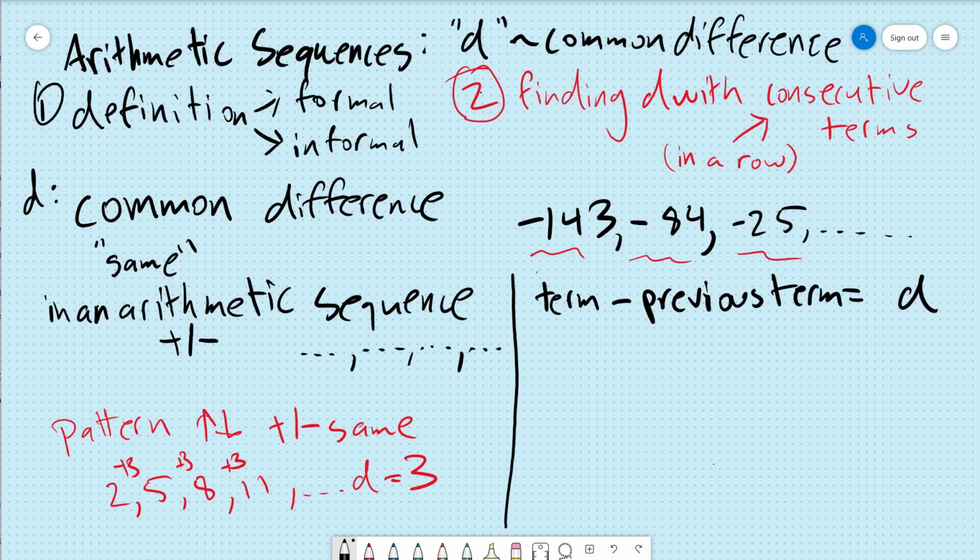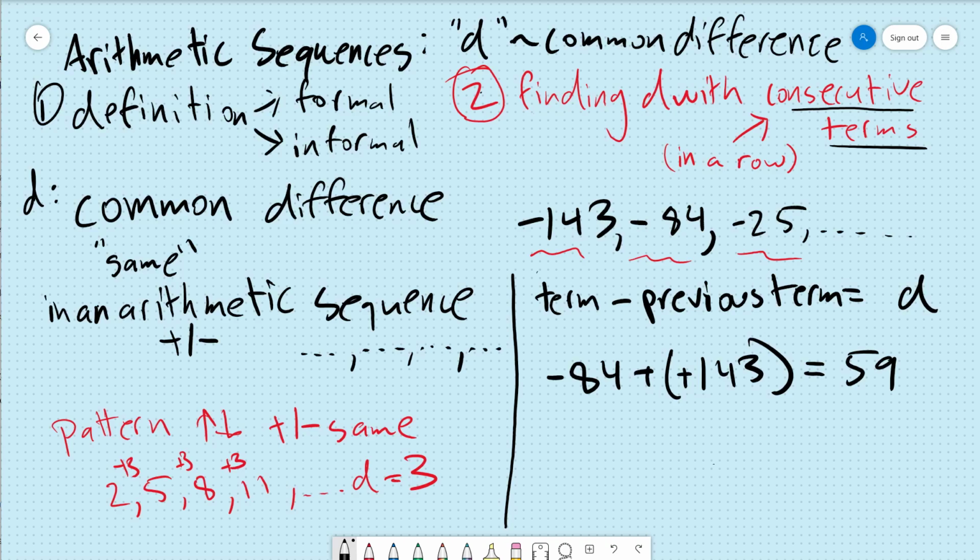So when two terms are consecutive, it's when they're right after each other. So if I wasn't sure, I couldn't look at negative 143 and negative 84 and be like, oh yeah, it went up by this much. I could take a term, so I'll take 84, and subtract the term before it. So I'm going to subtract negative 143. That's going to operationally change this to addition, but I still have a positive and negative, and it's going to give me 59.